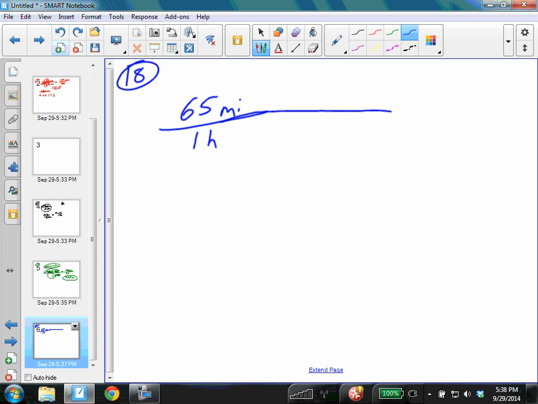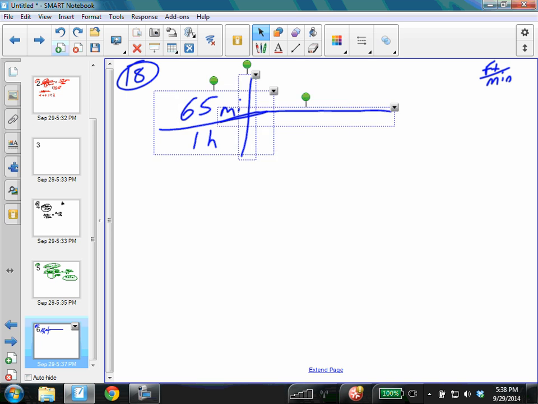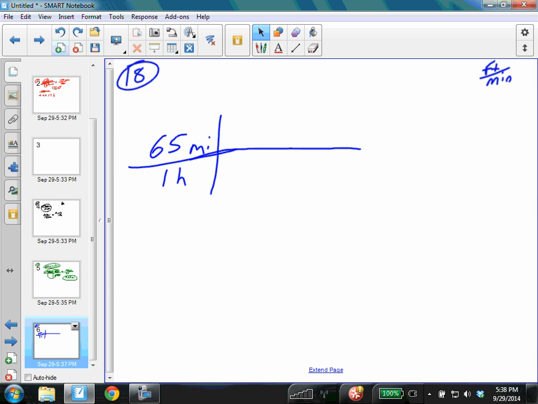So right now we have miles on top and hours on bottom, and they want us to get to feet per minute. So we actually have two things that we have to do here. We have to change these 65 miles into feet, and our 1 hour is going to have to get changed into minutes. You can choose to change whichever one of them you want first. You just pick which one you want to change first and change it, and then change the other one, and you'll be perfectly fine. This is just a random choice.